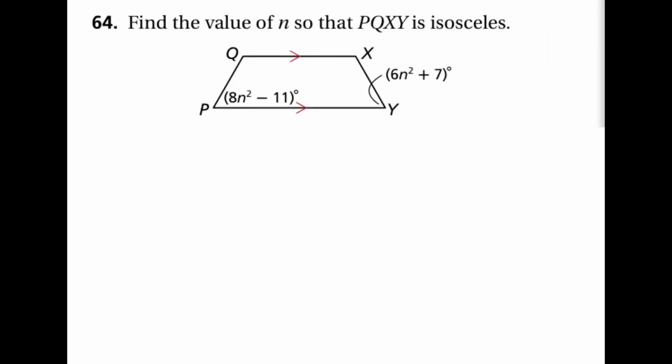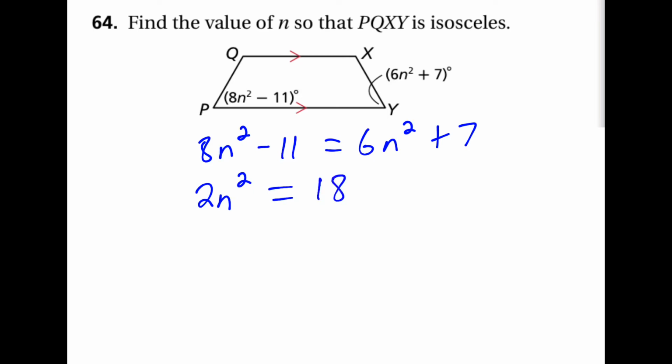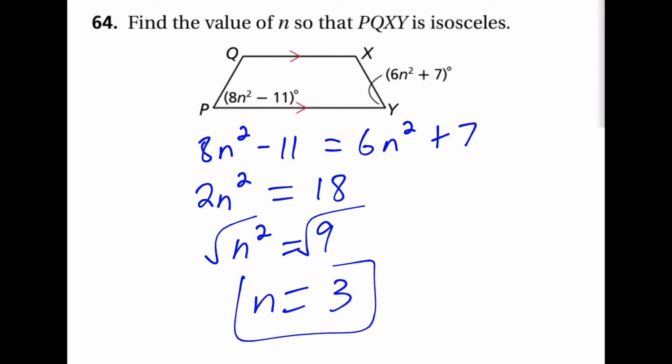For 64, if this trapezoid was isosceles, then the base angles here would be equivalent. So to cancel out the squares, we first need to isolate n squared all by itself. So we're going to subtract 6n squared from both sides and add 11 to both sides, and we end up with this. So n squared is equal to 9 after we divide both sides, and we take the square root, and n is equal to plus or minus 3, and here it's just going to be 3.